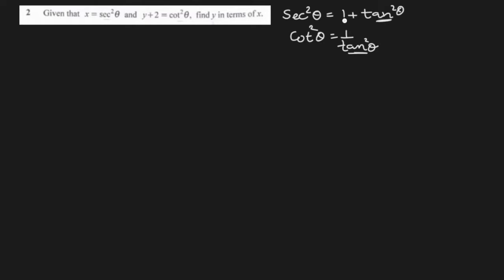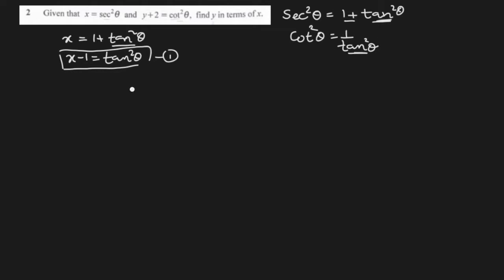And we will just write 1 plus tan square in place of secant square here, equal to x. So x equal to 1 plus tan square theta. So let me isolate tan square. So x minus 1 is tan square theta. This is equation number 1. And now, here is cot square. In place of cot square, I will write 1 over tan square. So y plus 2 equal to 1 over tan square theta.